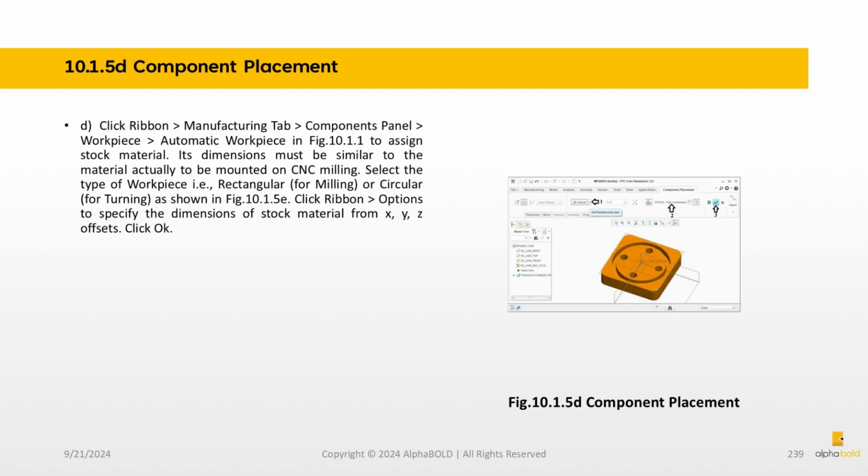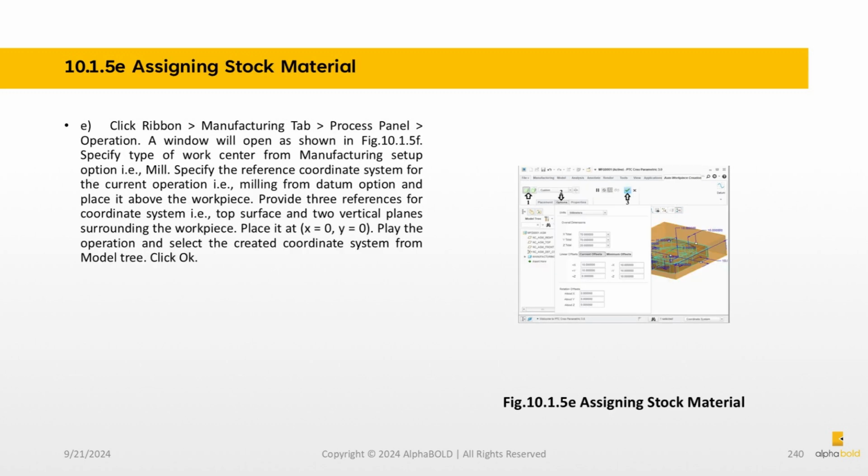D. Click ribbon Manufacturing tab, Components panel, Workpiece, Automatic Workpiece to assign stock material. Its dimensions must be similar to the material actually to be mounted on the CNC milling machine. Select the type of workpiece, such as rectangular for milling or circular for turning. Click ribbon Options to specify the dimensions of stock material from X, Y, Z offsets. Click OK.